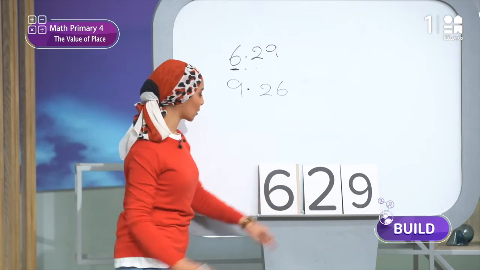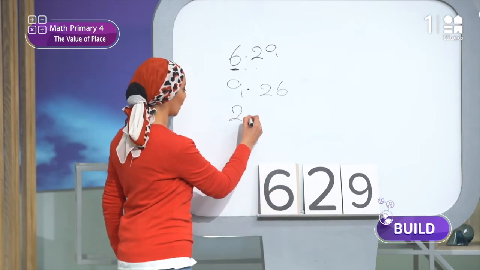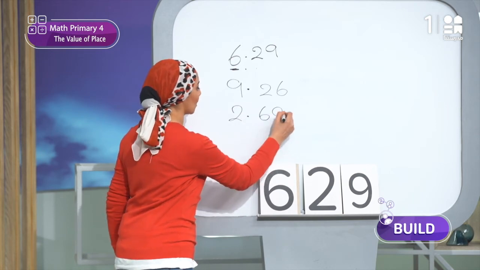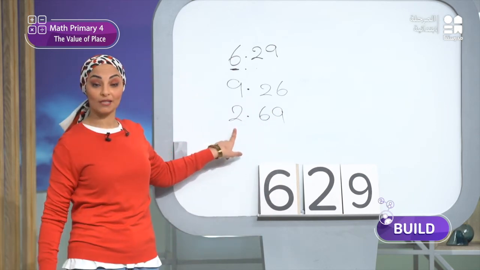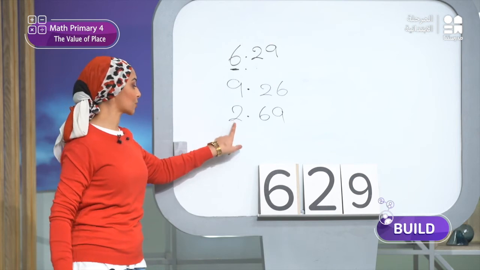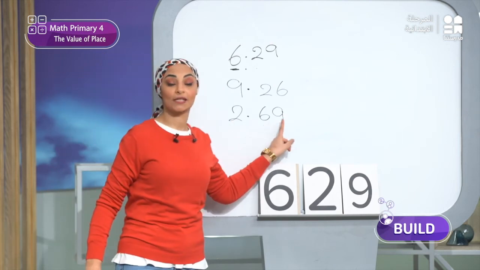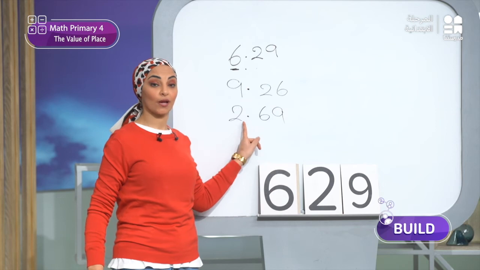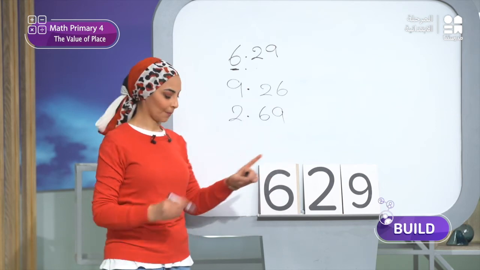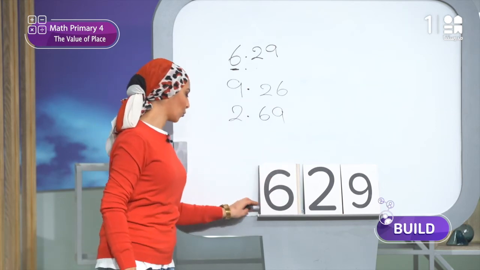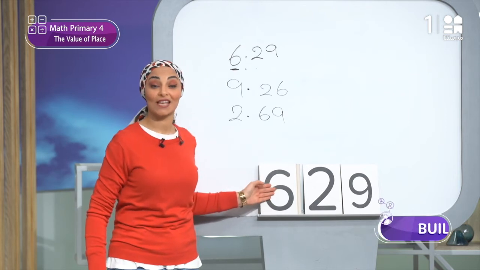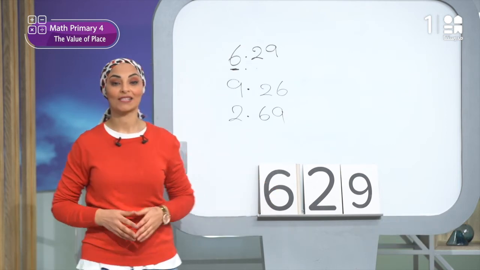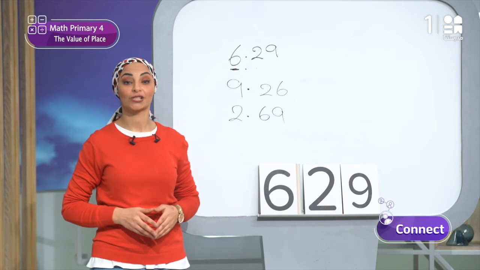So, I will start with 2. I will write 2.69. Let's read this decimal number together. Yes, it is 2 and 69 hundredths. 2 and 69 hundredths. And now, after we make decimal numbers from the same 3 digits, let's head to the connect part on page 73.